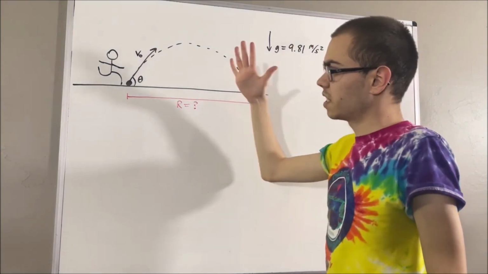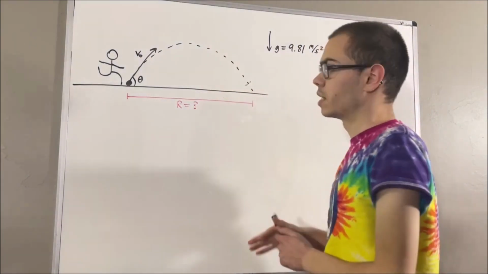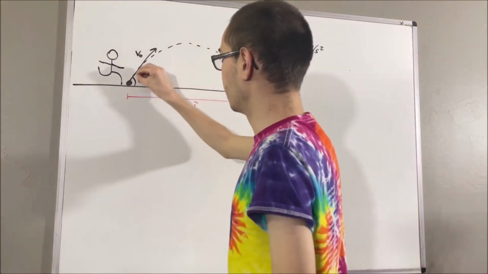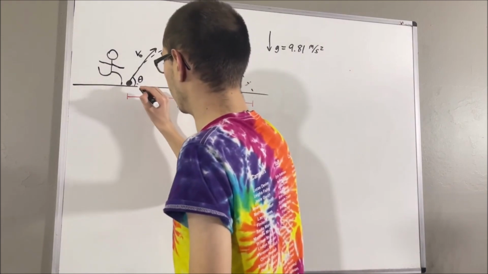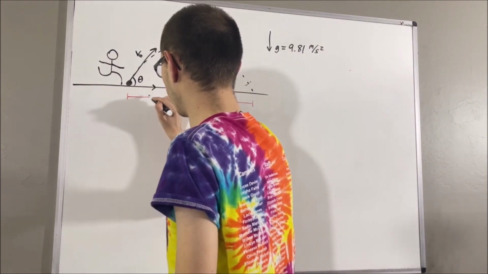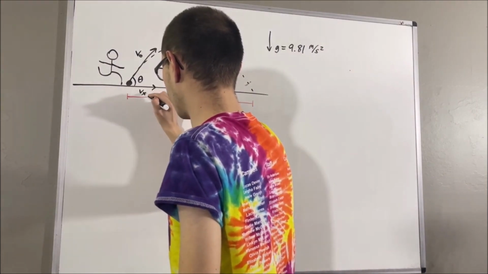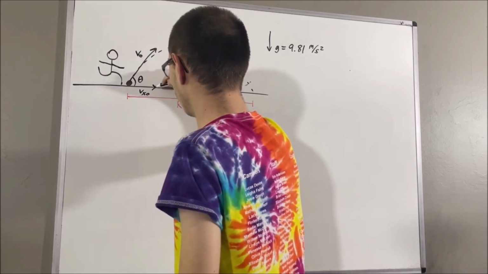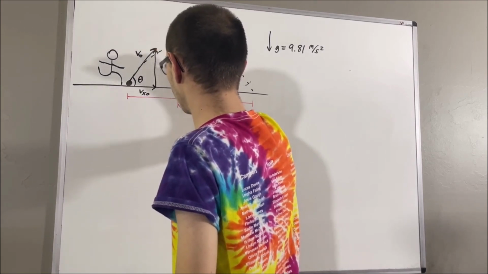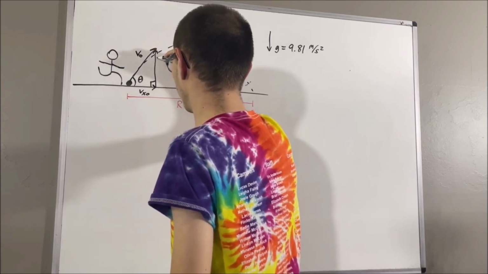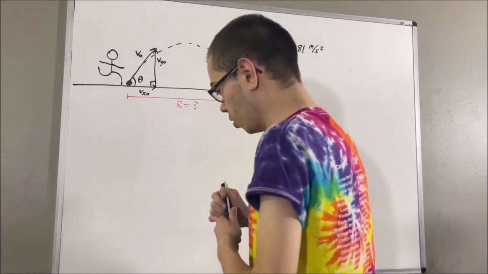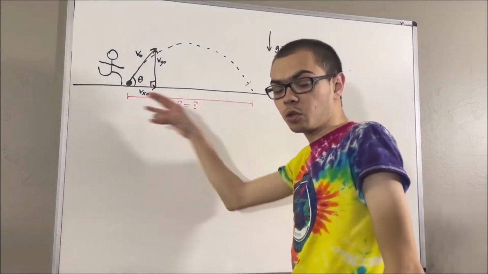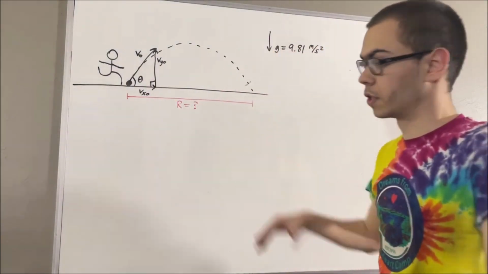Now, since this is a projectile motion problem, it might be nice if we break up the velocity vector into its components. So the horizontal component would be right here. I'll call it Vx0, and the vertical component is right here. We'll call the vertical component Vy0. So really, we're going to be analyzing the horizontal motion of the ball and the vertical motion of the ball.